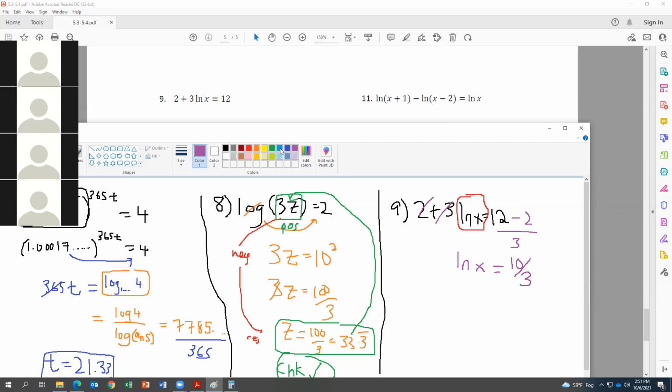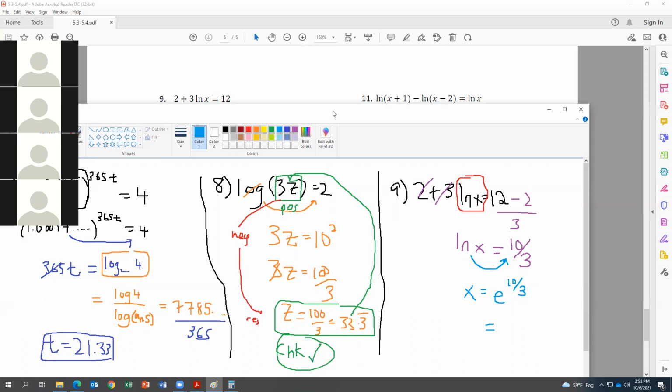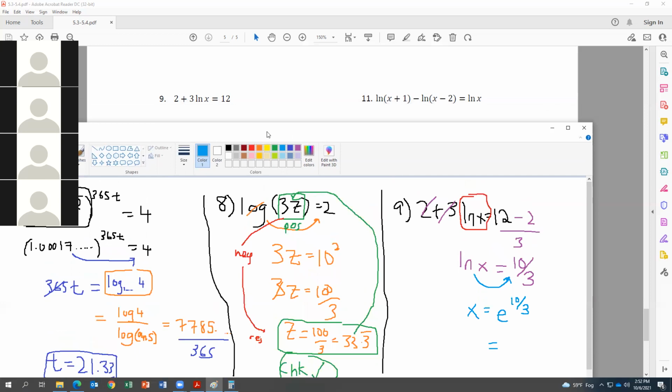So now we need to move the base. Can someone tell me what happens when you move the ln over? What base is that? E. So this is e to the power of 10/3. This is your answer. For my test, if you leave this, I'm fine. I'm not picky. For your online homework, if they want decimal places, make sure you use your calculator. In your online homework, they want your answer in decimal places. So what is your answer in decimal places here?